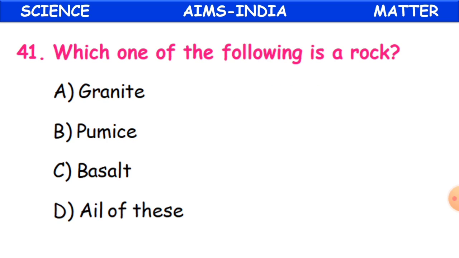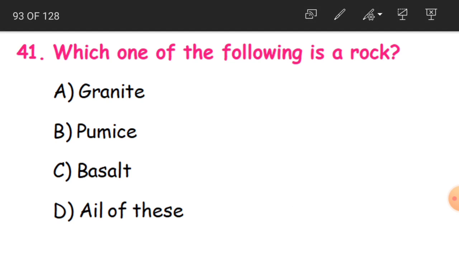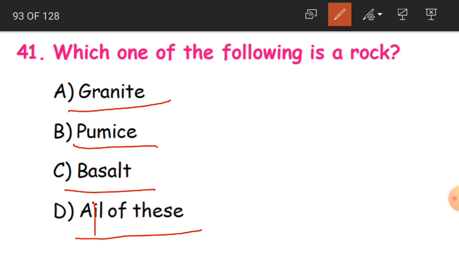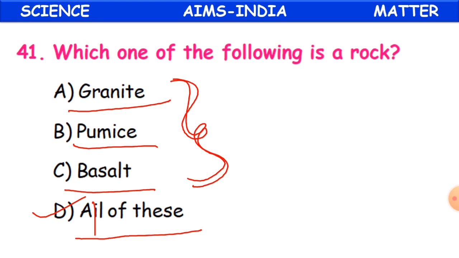41st question. Which one of the following is a rock? Is it granite, pumice, basalt, or all of these? And the answer is all. All the three. They are a type of stones, children. So these are all rocks only.